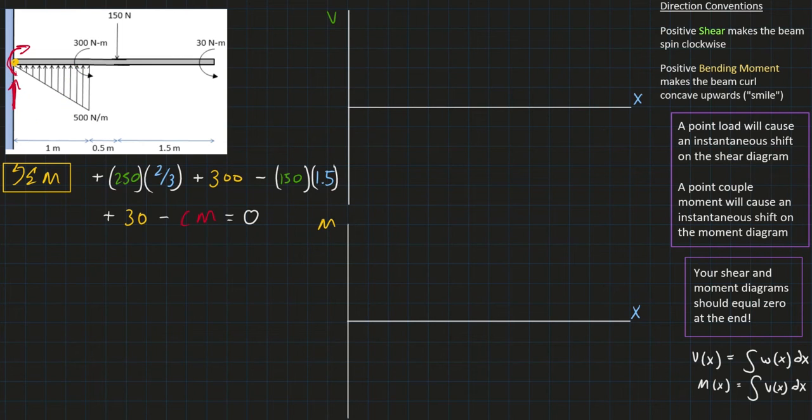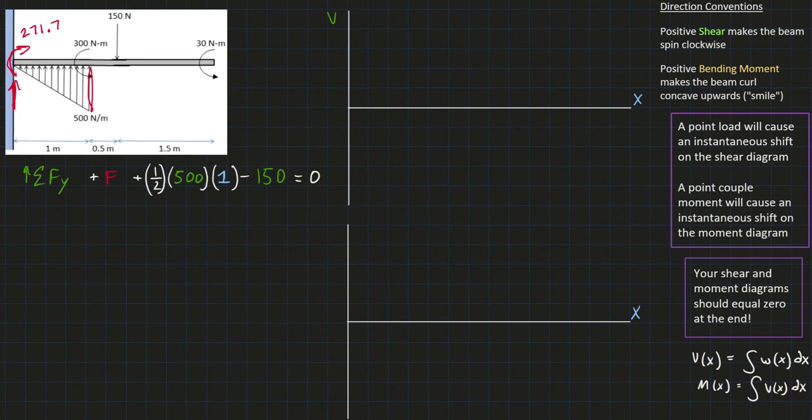The rest of the moments aren't too bad. Got a 300 here. We have this 150 and a moment arm of 1.5, wanting to spin clockwise, so negative moment. And we have a 30 couple moment over here, another positive. And finally, the fixed support couple moment itself, which I've assumed to be spinning us clockwise, so negative. So we can do the math on that, and I'll get this positive result. And positive means that my clockwise assumption was correct.